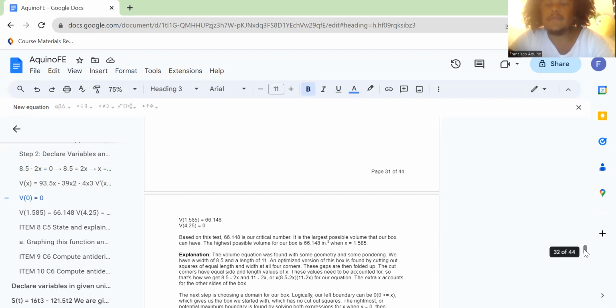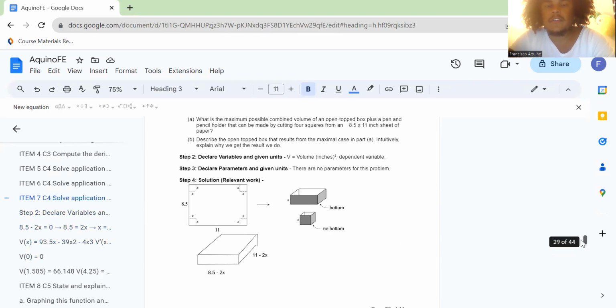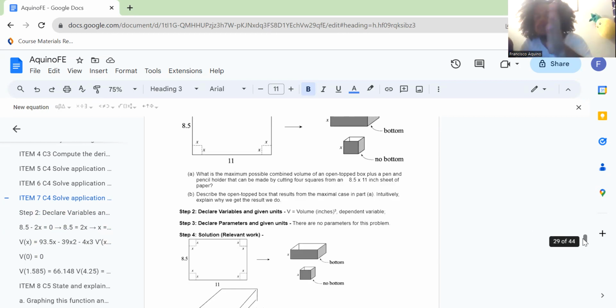Then for part B, it asks for an intuitive explanation of the open-topped box, the result from the maximum case, part A. Well, it's a box that has a volume. The only difference is it doesn't have a floor. It doesn't have a bottom. This is still a three-dimensional figure, so it has a volume. And you get that from folding up the cutout squares, like those cubes. You would fold up those sides to get that.